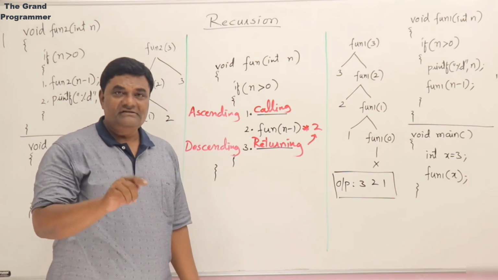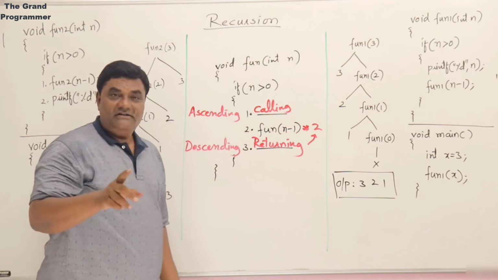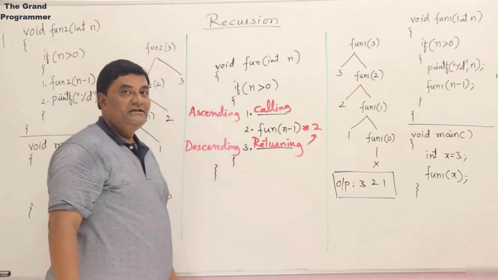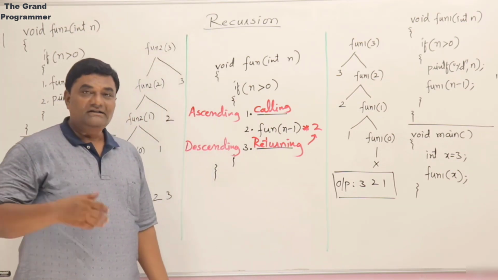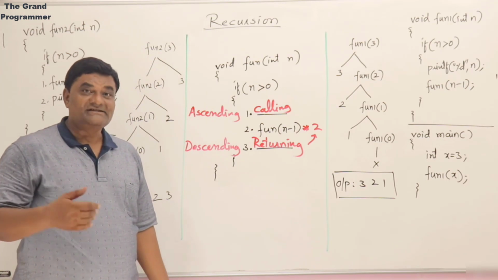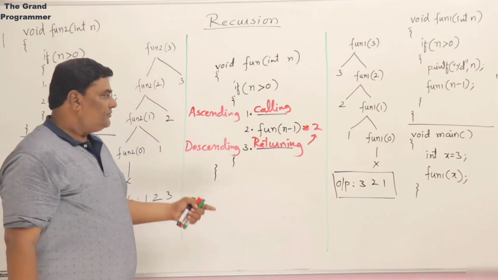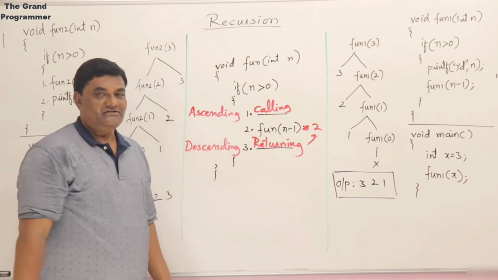But the difference is a loop will have only ascending phase, but a recursion will have ascending as well as descending phase. So that is the strength or power of recursion, that you can utilize or exploit it for writing code easier. So these two phases are there. The descending is there only in recursion.